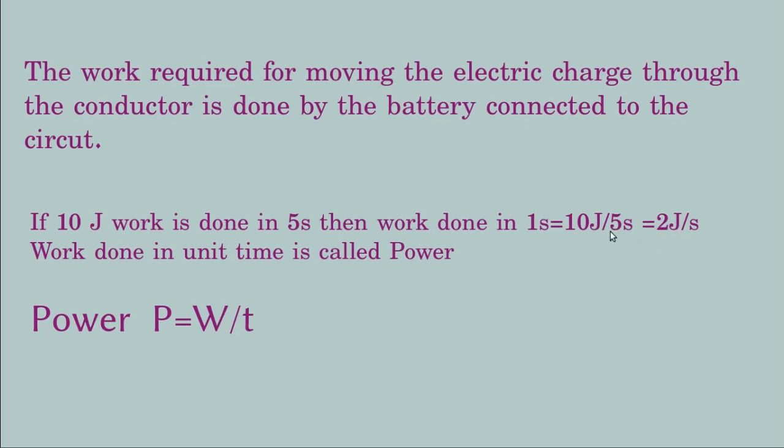Last year we discussed about the particular expression. It is the rate of work done or the work done by time. It is known as the power. Therefore, power P is equal to W by T. That is rate of work done. Rate means divided by time.